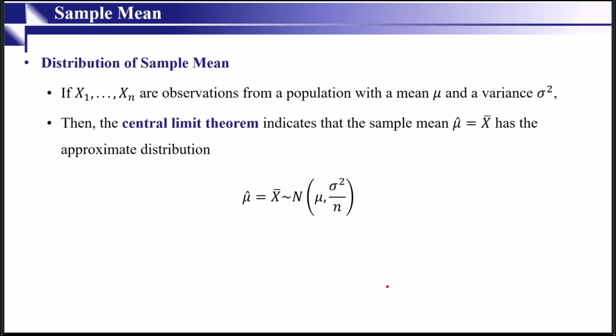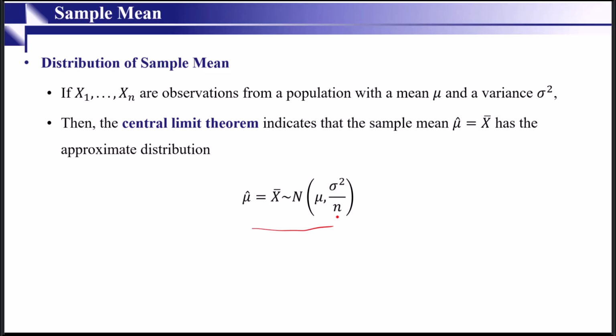The distribution of the sample mean is governed by the central limit theorem. If we have observations from a population with mean mu and variance sigma square, then the sample mean approximately follows a normal distribution as the sample size increases, which is considered a powerful result for inference.